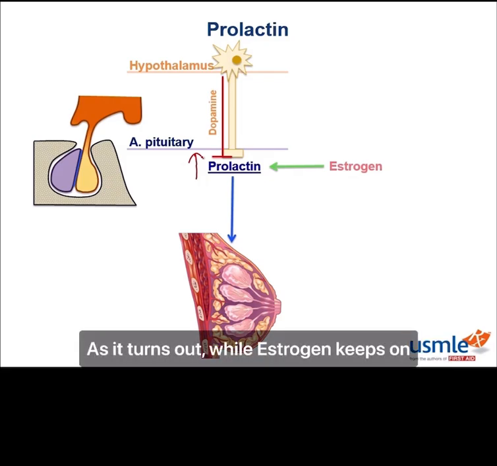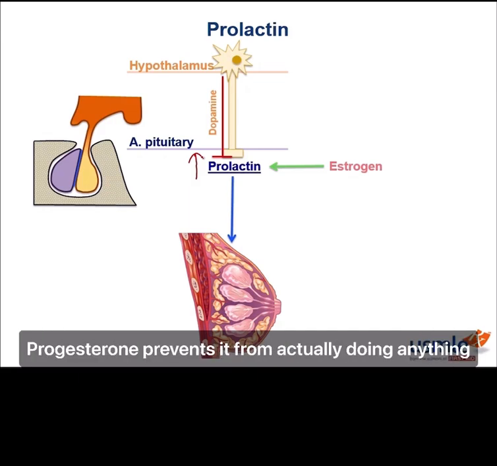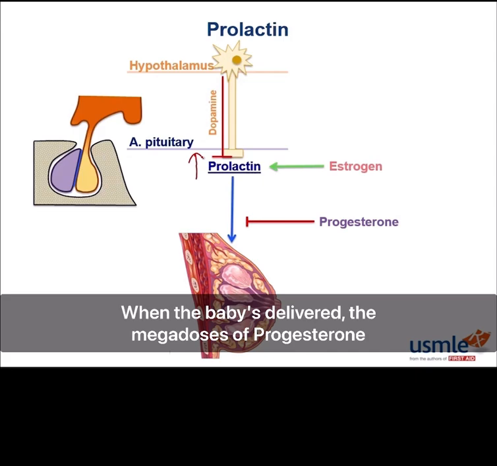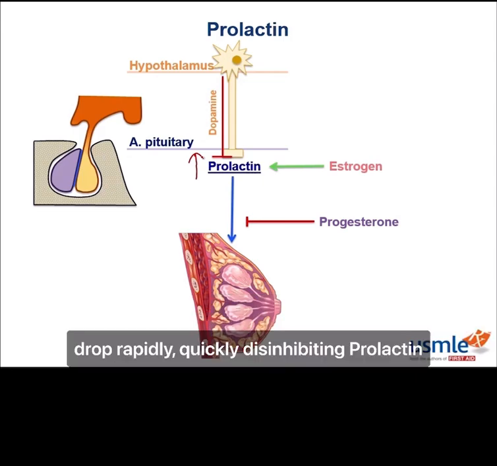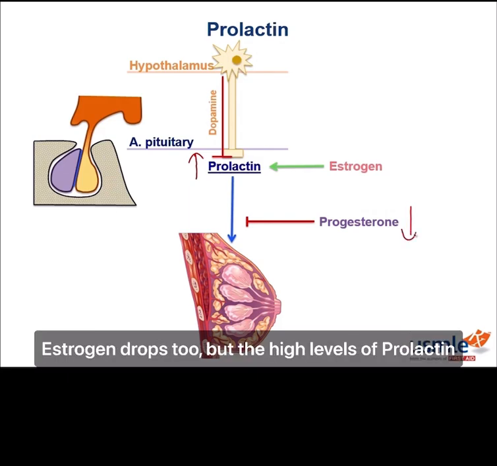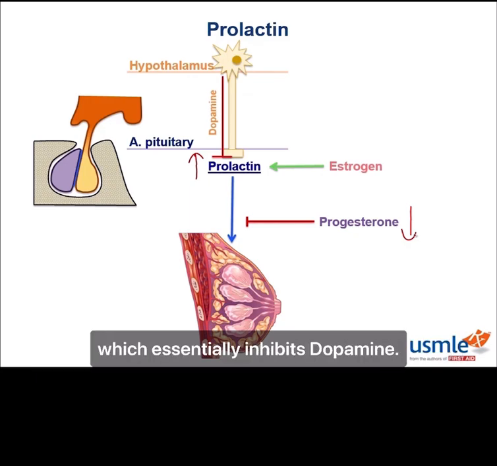As it turns out, while estrogen keeps on ramping up the production of prolactin, progesterone prevents it from actually doing anything by inhibiting its effects on glandular breast tissue. When the baby's delivered, the mega doses of progesterone drop rapidly, quickly disinhibiting prolactin and resulting in rapid milk production. Estrogen drops too, but the high levels of prolactin are maintained by breastfeeding, which centrally inhibits dopamine.